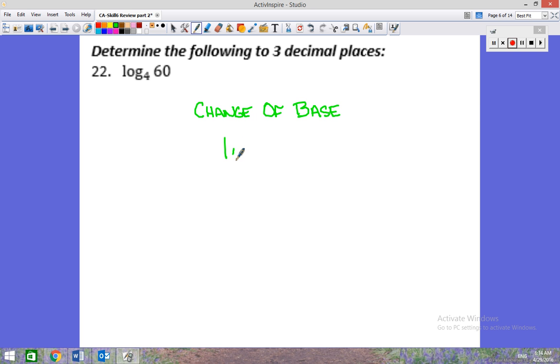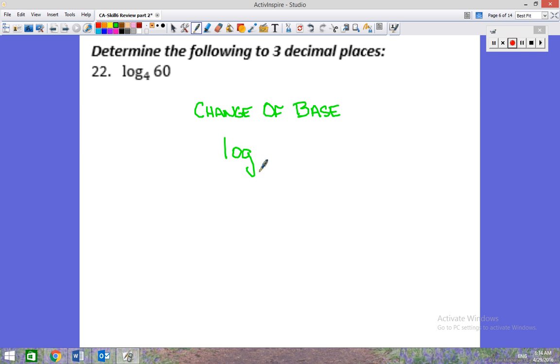Your calculator only has 2 log buttons. It has a common logarithm that's base 10 and a natural logarithm that's base e. The common log button just says log on your calculator, but the natural log button says ln.